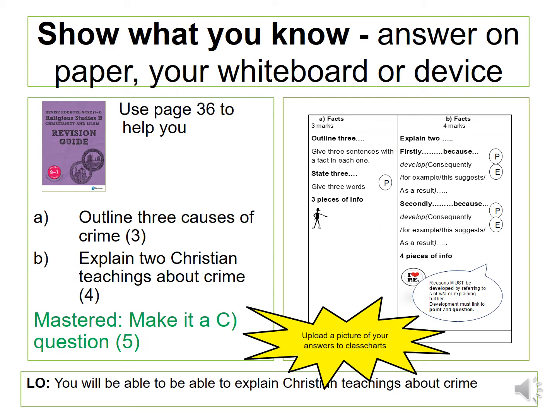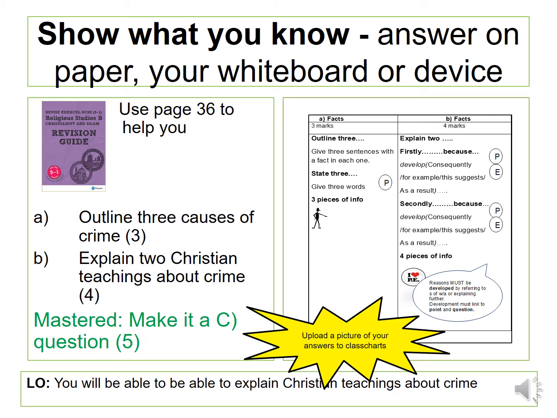Now it's your time to show what you know. Please do your answers on paper, your whiteboard, or your device. You may wish to use page 36 of your revision guide to help you. Firstly, the A question, outline 3 causes of crime. It's an outline question, so you have to give 3 separate sentences.